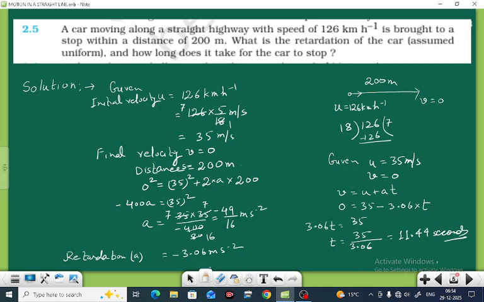In this way, you can find all the answers, there are two answers. The retardation is minus 3.06 meter per second square and time required is 11.44 second.